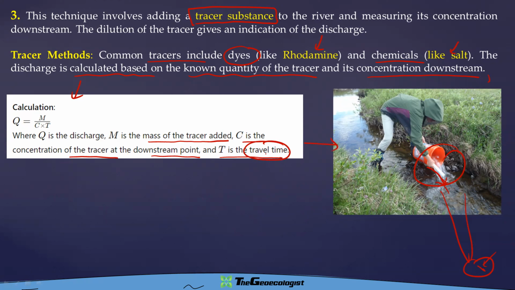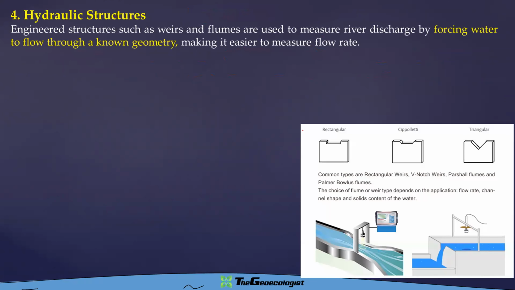This is also called the tracer substance method, right? Now let's go into the fourth important technique of river discharge measurement, which is based on hydraulic structures. So we create hydraulic structures, engineered structures called weirs and flumes, right? So how does it look? You see these weirs of different shapes here: triangular, rectangular, capillary. So you observe here, these are the flumes, these channels, and this is what you create, and then you measure.